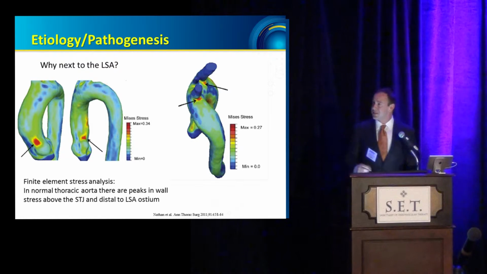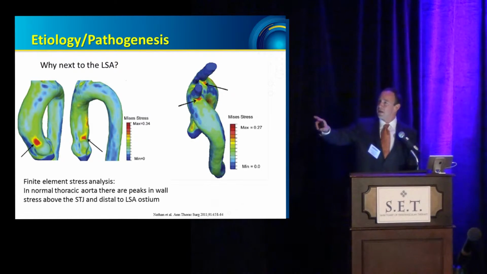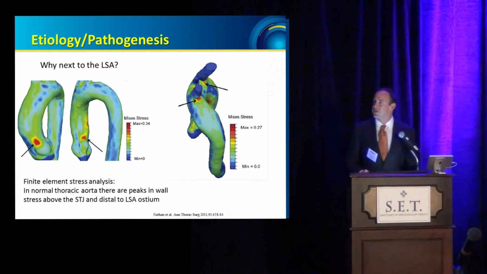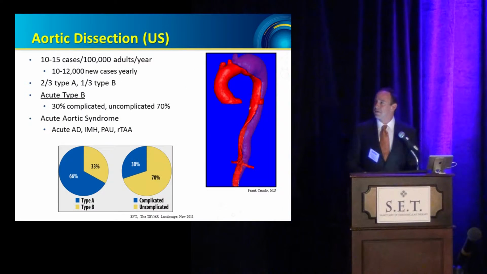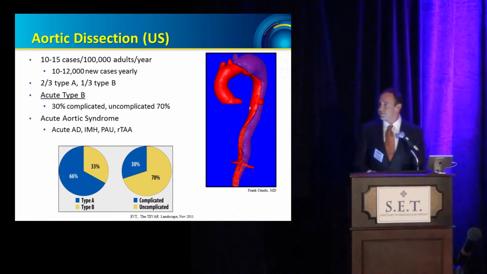So you can see here, just based on the wall shear stress, the two areas where the dissections are most common. Number of cases are quite high, 10 to 15 cases per 100,000 adults per year. That's roughly 10 to 12,000 cases on a yearly basis, most of which, however, are type A dissections, and roughly 1/3 are type B dissections. If you take a look at the total acute aortic syndrome, for which we manage, you have the dissections, IMH, penetrating ulcers, and then the thoracoabdominal aneurysm.